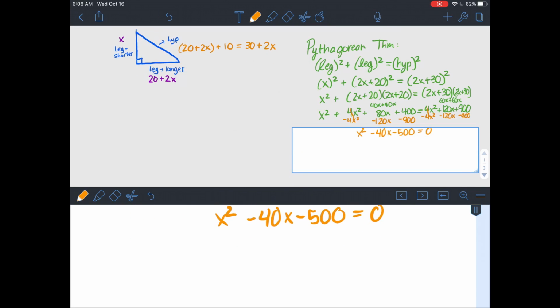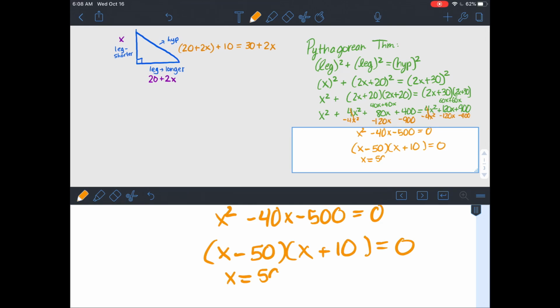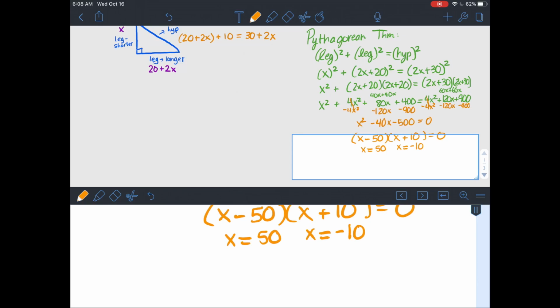You could factor this or you could use the quadratic formula. I'm going to try and factor it. x and x. One's plus, one's minus. And then things that multiply to 500. 50 and 10. There we go. Set each of your factors equal to 0. And you'll end up with x equals 50 and negative 10.